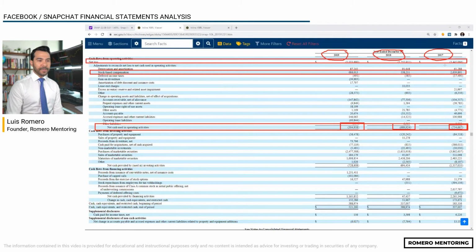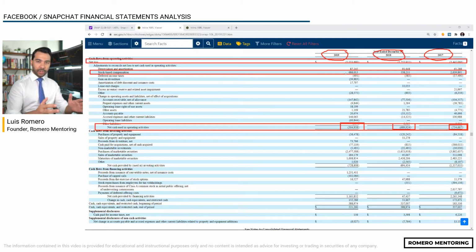Look at their stock-based compensation in 2017, $2.6 billion. Then the following year, 2018, $538 million. Then the following year, $686 million. This is concerning to me because stock-based compensation essentially means that they are paying their engineers, their sales staff with stocks. This is how they're compensating them or incentivizing them to stay within the company to help develop the new product and features. So they're giving them shares.